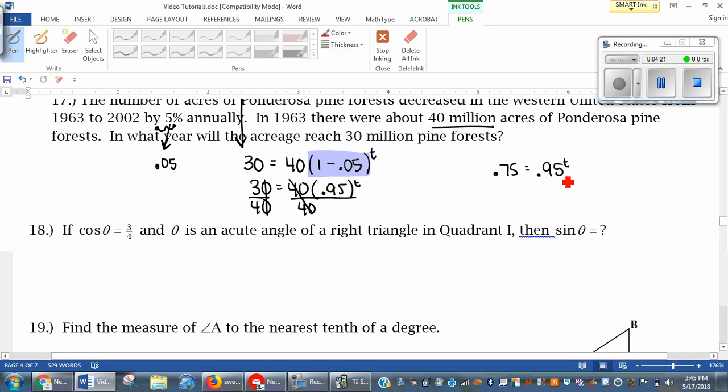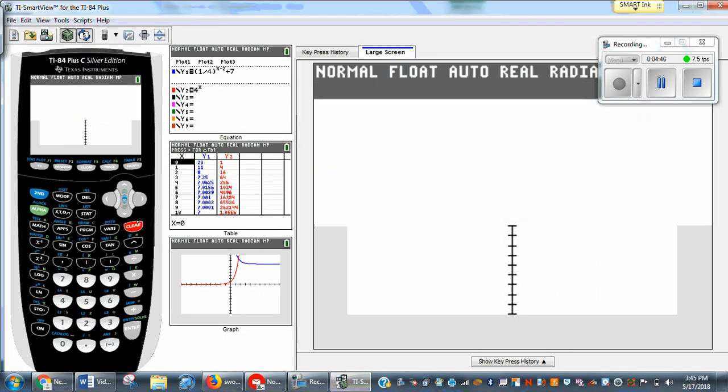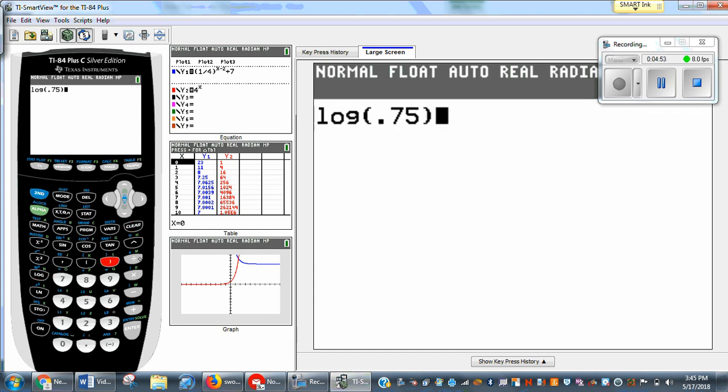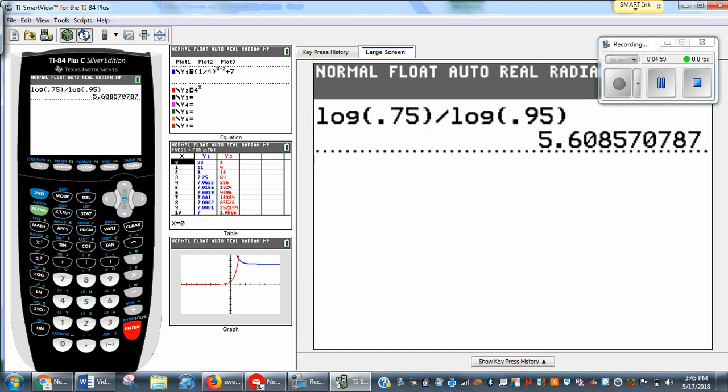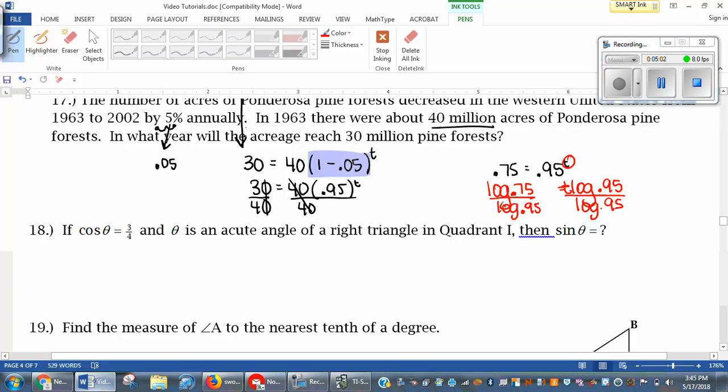We can't turn 0.95 or 0.75 into the same thing. So we're going to take the log of 0.75, the log of 0.95, and that t falls to the front when we use that log. We're going to divide by log of 0.95. And then we'll have t. .61.